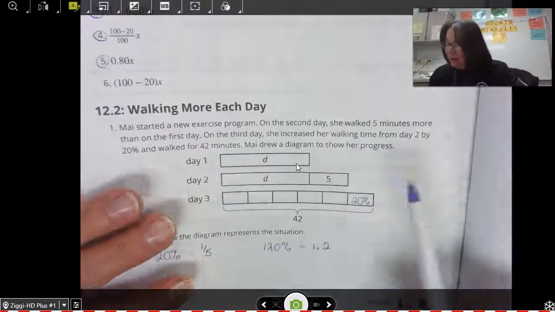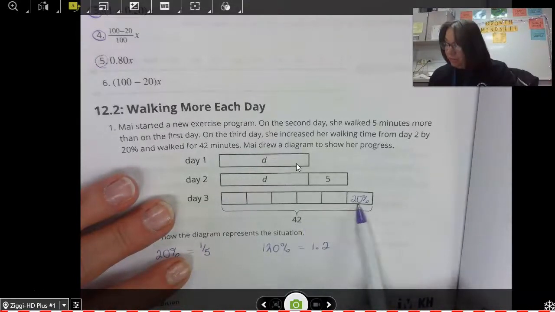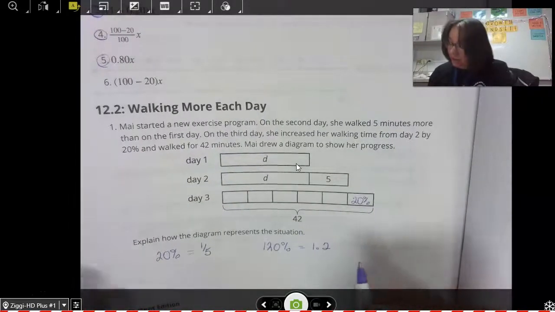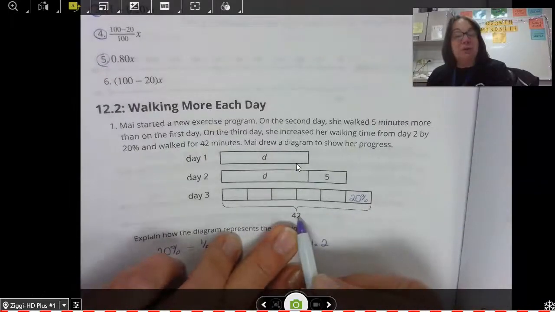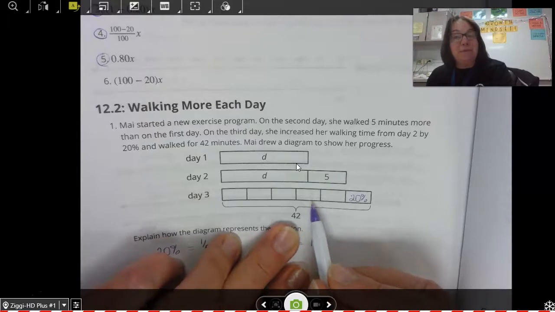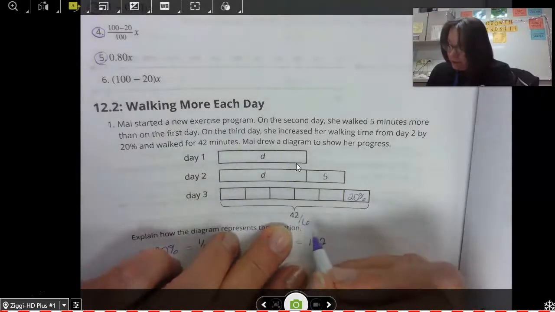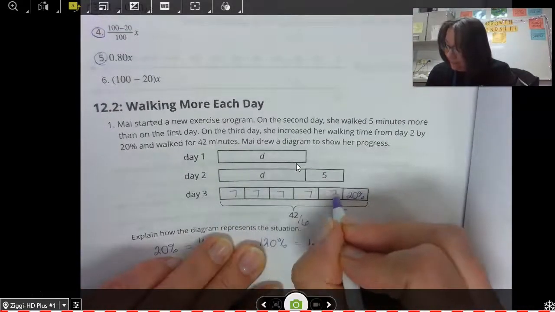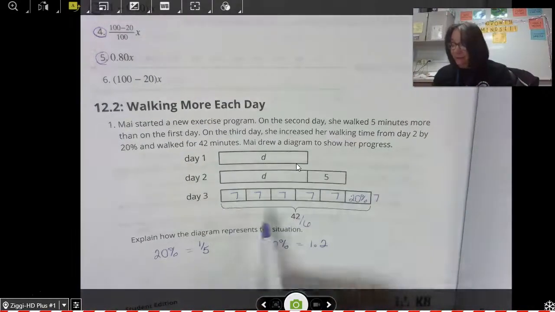Okay, so I've added on some extra amount to get to 42. So let's just look at this. If I have 6 sections, which is 42, each section would be what? So let's take 42 and divide by 6 because there's 6 sections. Then I know that each amount here is equal to 7. Even this 20% would be another 7, right?